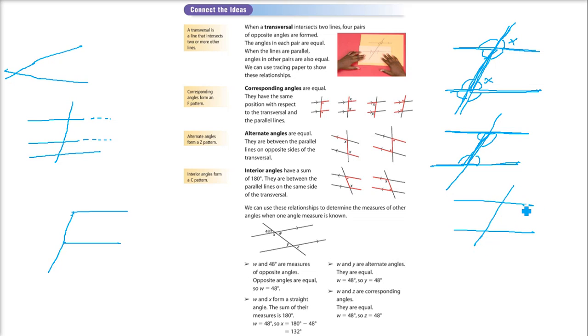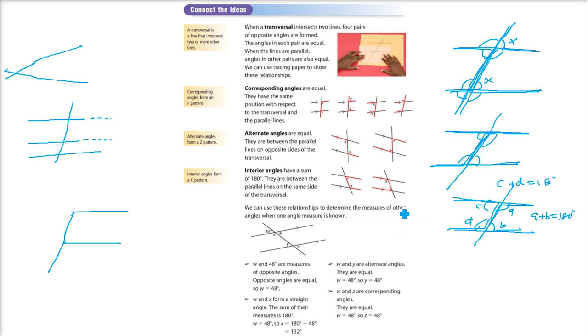So here we have C, this is C. So the interior angles, the sum will be equal to 180 degrees. That is, if this is A, this is B, A plus B will always be 180 degrees. This is also forming a C pattern. So this angle and this angle, say C and D, so C plus D will be equal to 180 degrees. So we say the interior angles have a sum of 180 degrees.